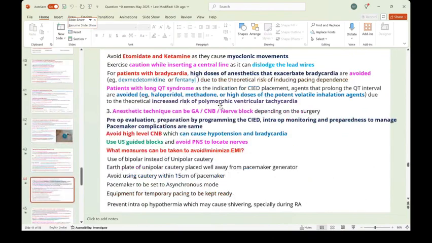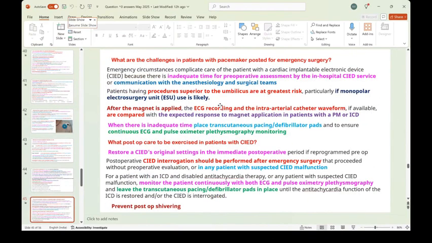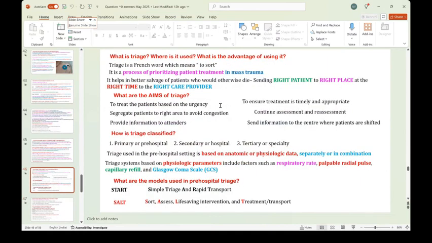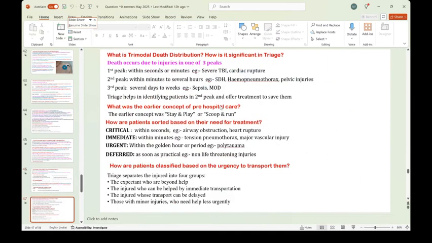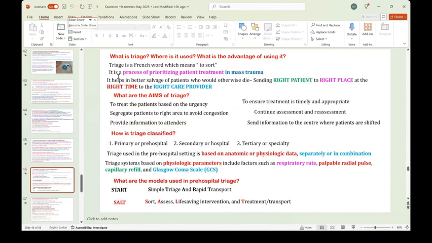We have to separate the patients according to the clinical situations, like color coding, sir. What is the meaning of triage first? Sort it out. Sort people out. To classify, the French word. Patients to get treatment accordingly. So, is it visible? Yes, sir.